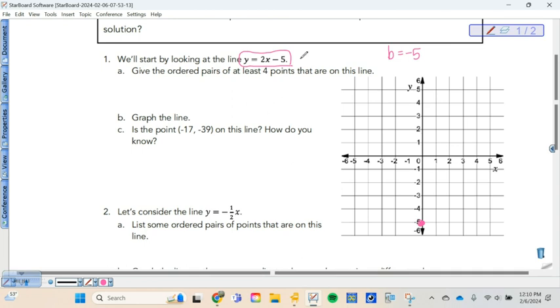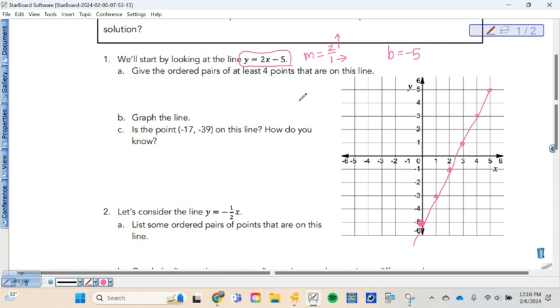Go up 2 over 1. Good, my slope was 2 over 1, so I'm going to go up 2 over 1. Up 2 over 1, all the way up. And I've got my line.